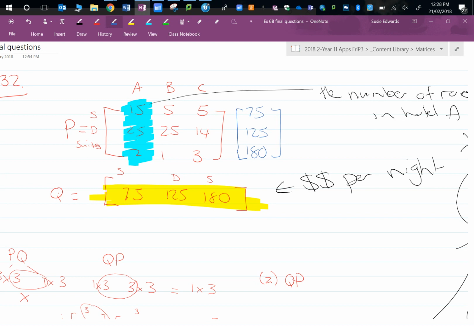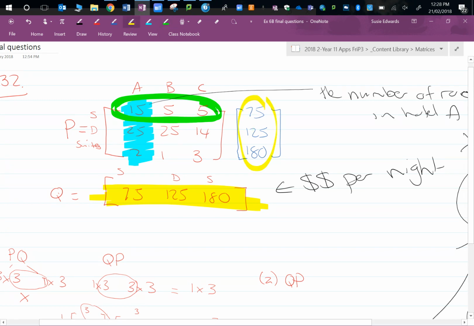Pardon? It'll be a different answer. What is the 15, the 5, and the 5, what's this actually telling us? It's the singles in Hotel A, Hotel B, and Hotel C. What was this telling us again? The price of the 3 rooms. So if I multiply them together, does it actually do anything? No, because they're not connected to each other. So that's what your answer would be. It would give you an answer, but it actually doesn't relate because the single number of rooms needs to equal the single prices.